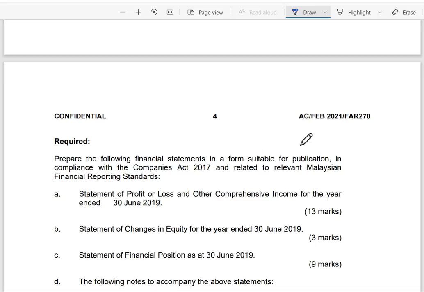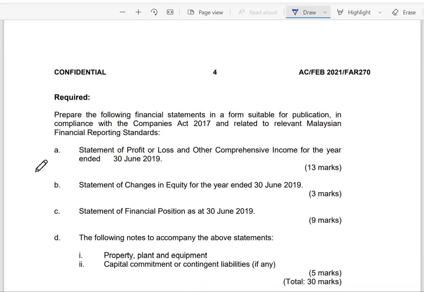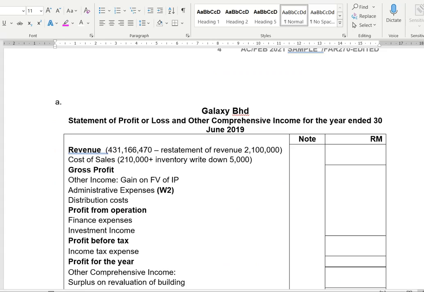This is the second part of the video on preparing financial statements using the sample question from February 2021. We have done the workings part, and now we're going to proceed with this requirement, which is to prepare the statement of profit or loss, statement of changes in equity, statement of financial position, and also the following required notes to the above financial statements. So let's do that. We start off with A, which is the statement of profit or loss and other comprehensive income.